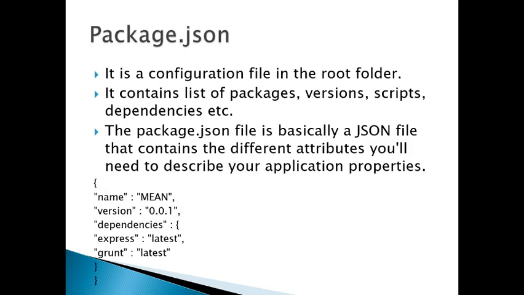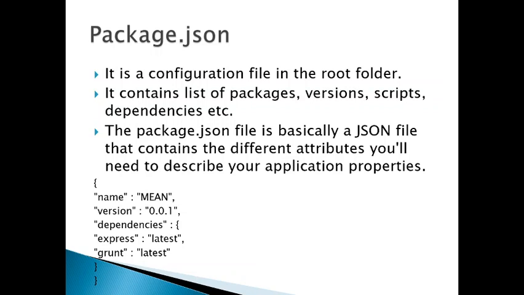Then there is a very important file that is called the package.json file. It is actually a JSON object file. As I have explained to you a JSON object in our class of JSON, the same JSON object is there. It is a configuration file in the root folder. In your project folder, there should be a package.json file. This package.json file contains all the information about your project.